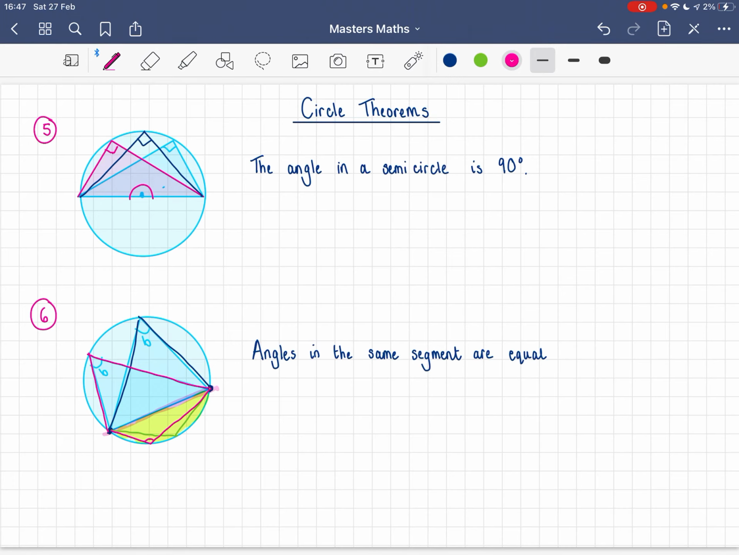And that would mean that this pink angle here and that green angle there would be the same size. Whatever the pink one is would be the same size as the green one, because they have started from the same 2 points on the circumference and created a third point somewhere else on the circumference. And the angle created at that third point is the same wherever that third point is. I hope that makes sense.